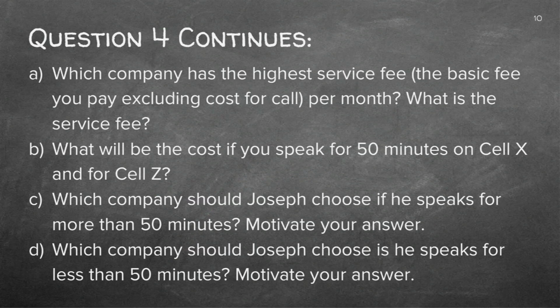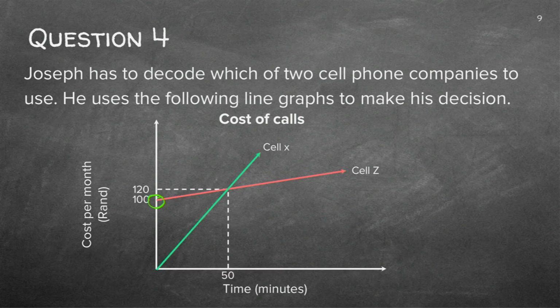What will be the cost if you speak for 50 minutes on Cell X and for Cell Z? For 50 minutes, can you see they're both crossing there? So it will be the same for both companies. It will be 120 rand.